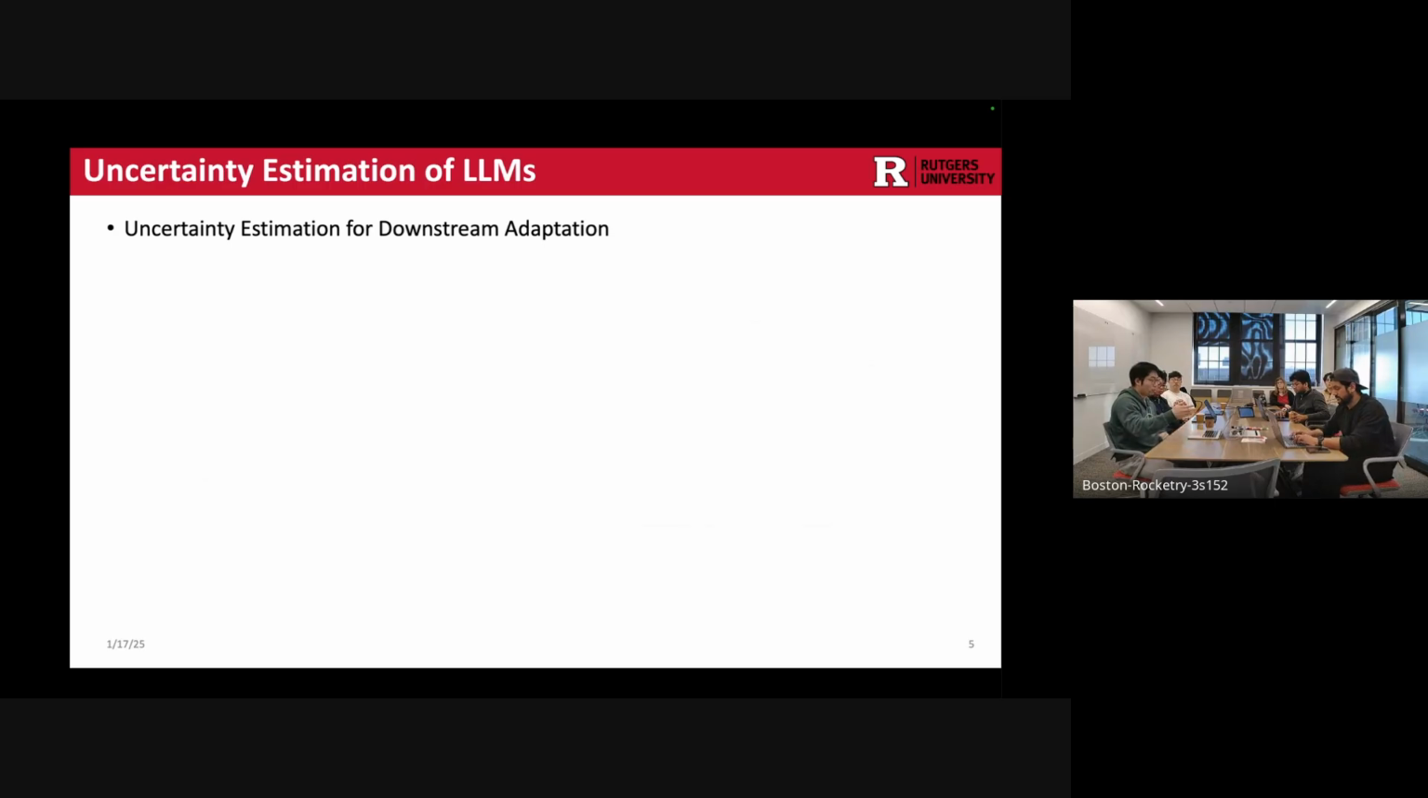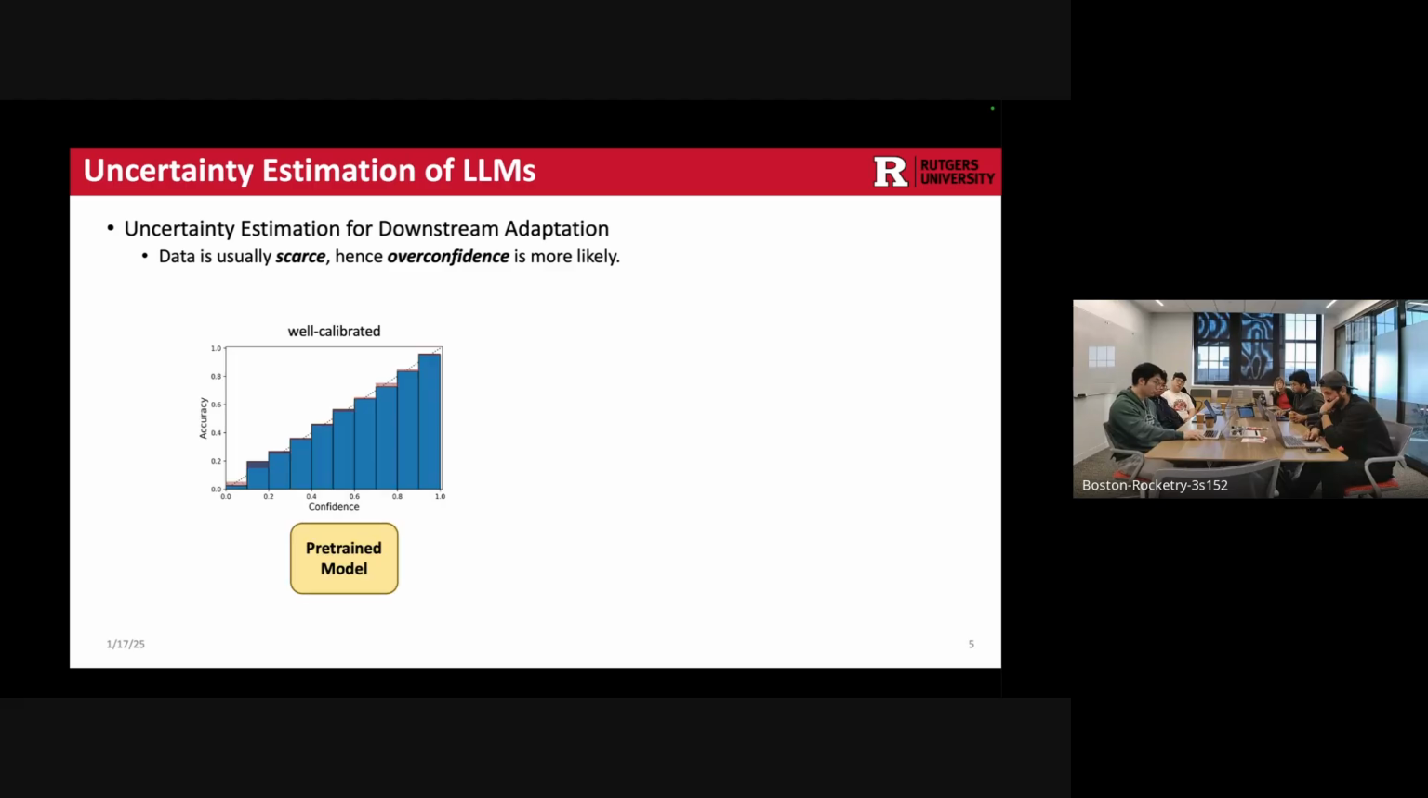And the other branch of research focuses on uncertainty estimation for downstream adaptation. Inaccurate uncertainty estimation happens a lot in this scenario because when you're doing downstream adaptation, your data is usually very scarce. So if you tune the model on this very scarce data, then overconfidence will likely happen. So even if you have a well-calibrated pre-trained model, so here this is the confidence.